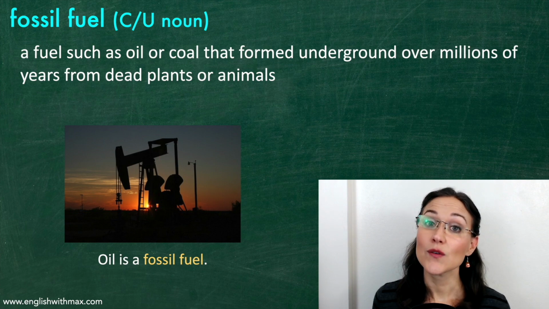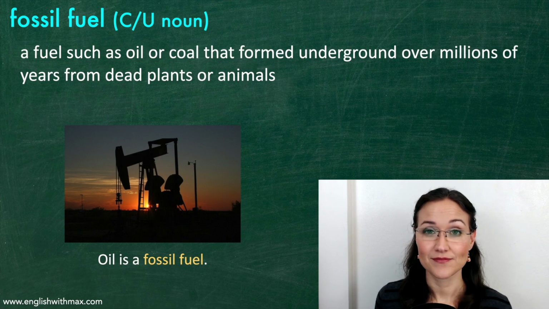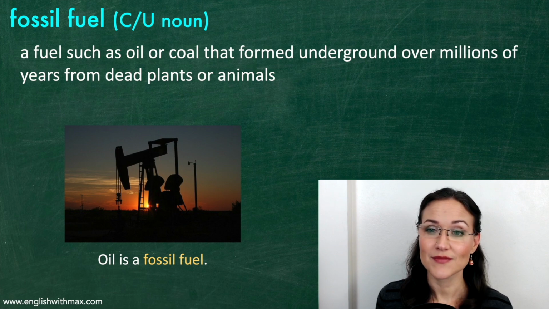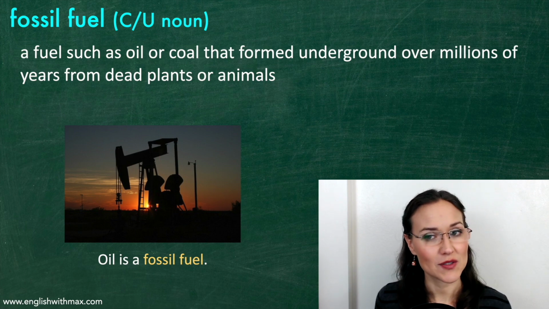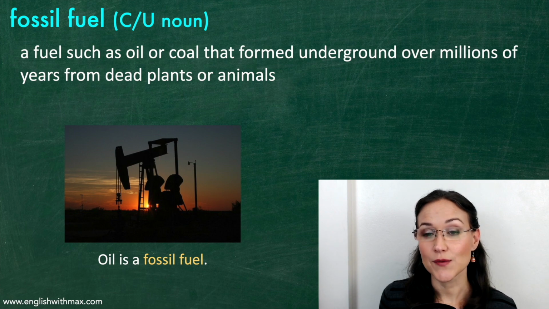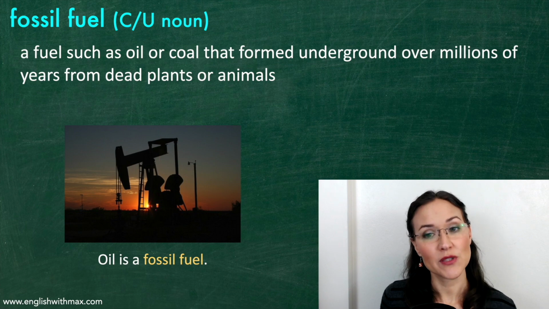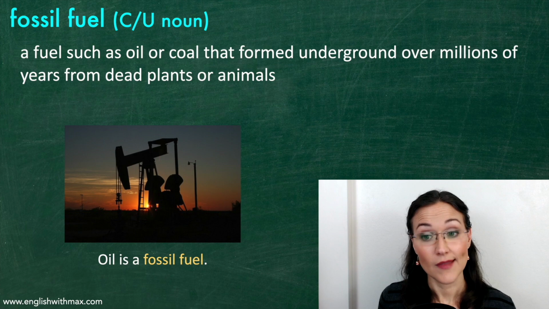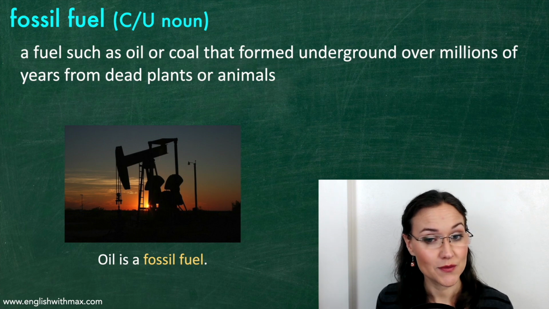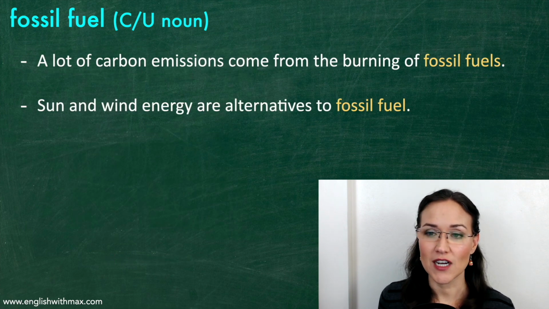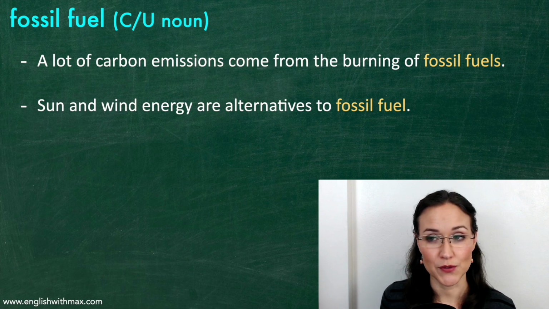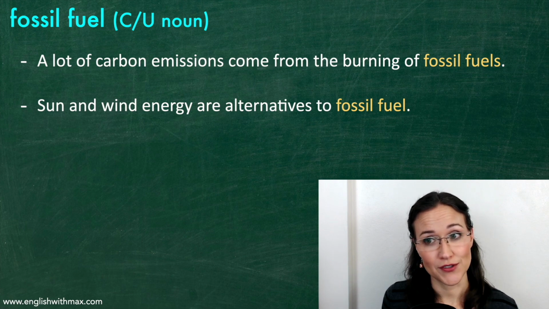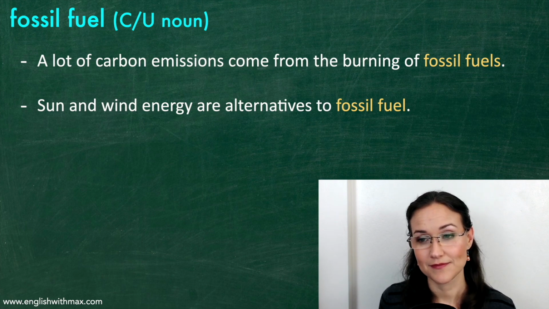Next we have fossil fuel. Fossil fuel. It's a countable and uncountable noun. It's a fuel such as oil or coal that formed underground over millions of years from dead plants or animals. Oil is a fossil fuel. A lot of carbon emissions come from the burning of fossil fuels. Sun and wind energy are alternatives to fossil fuel.